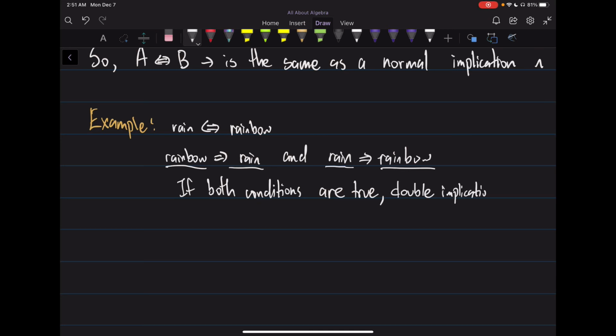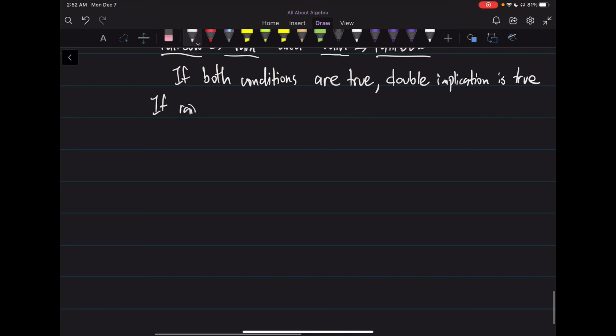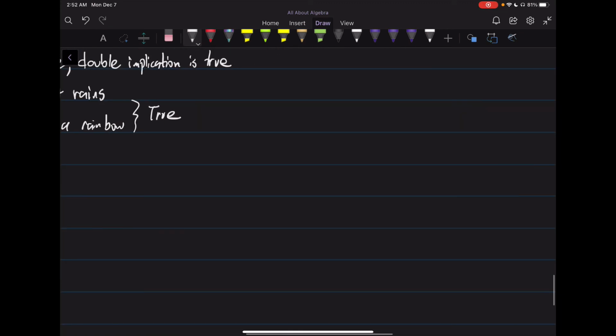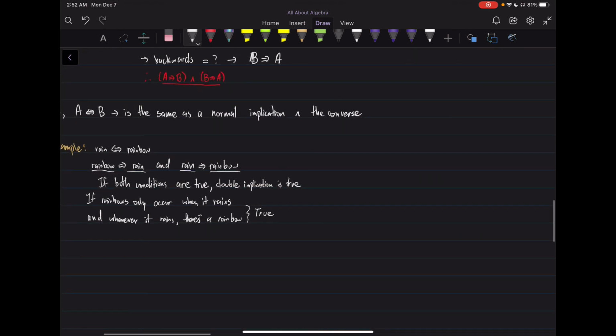Now, what does this mean? So if rainbows only occur when it rains, and whenever it rains, there's a rainbow, that makes the double implication true, because it has to rain in order for the double implication to be true.